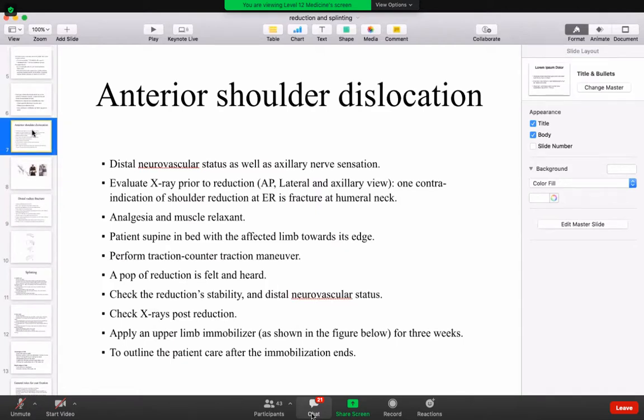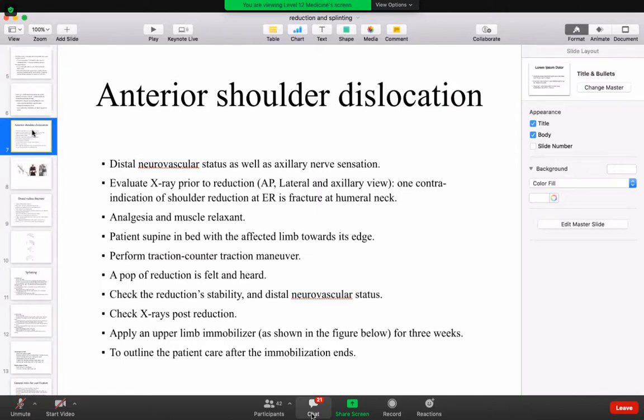So for the anterior shoulder dislocation, as we mentioned, x-rays are very important to confirm the diagnosis. Axillary views are very, very important because they will give you a clear view of the joint, whether it's dislocated anteriorly or posteriorly.